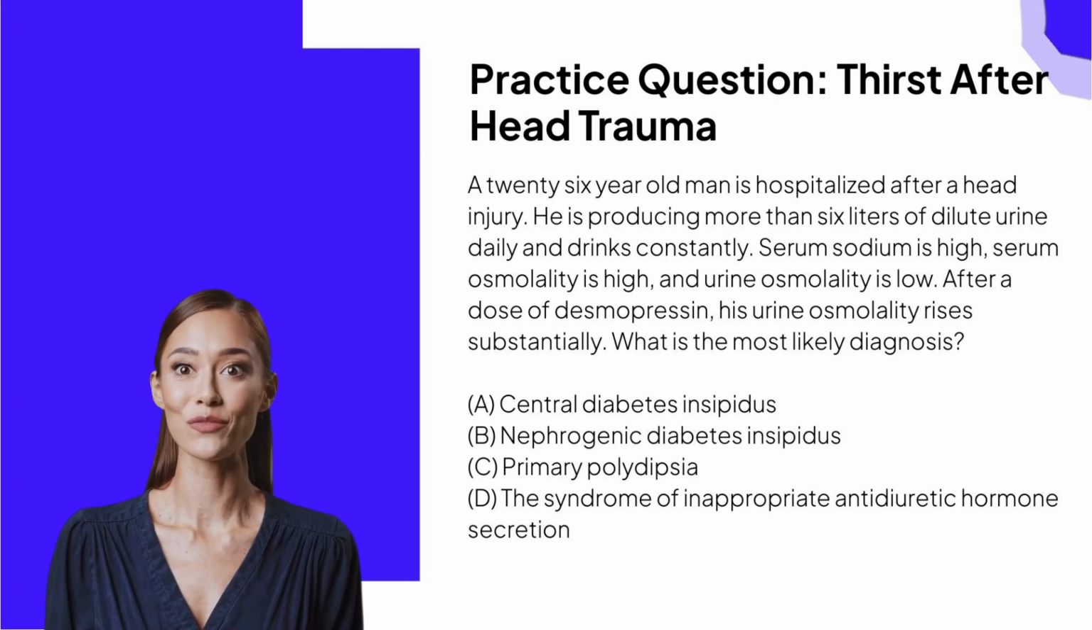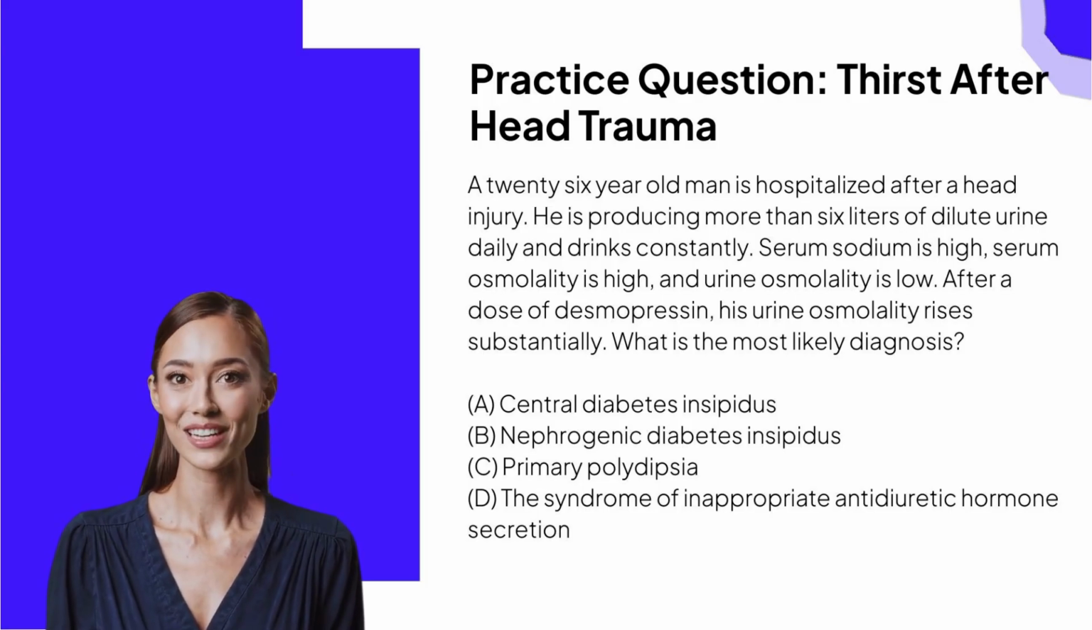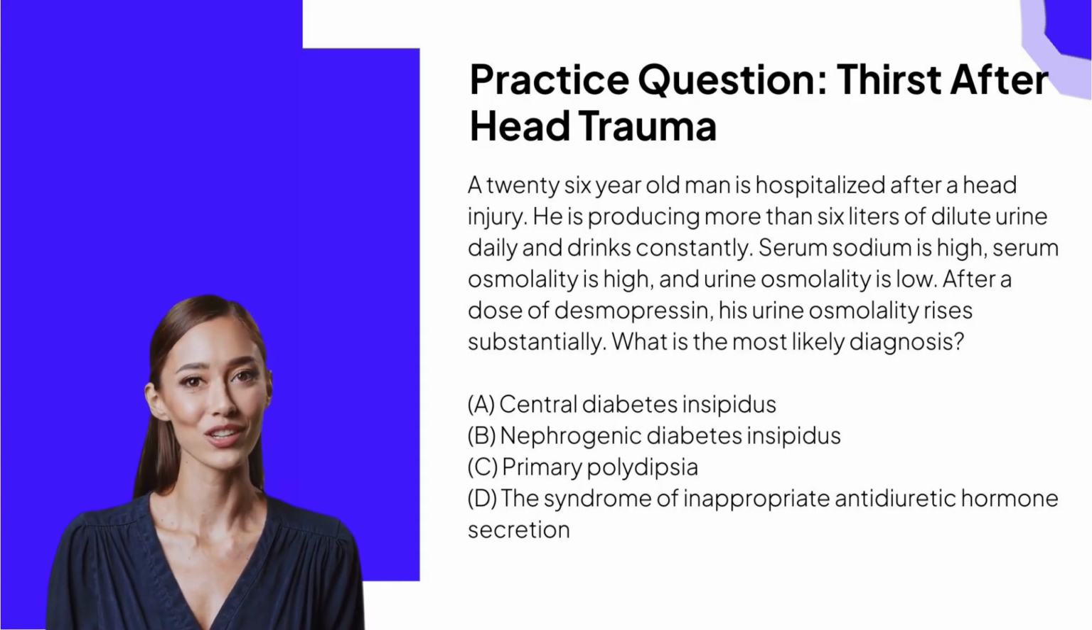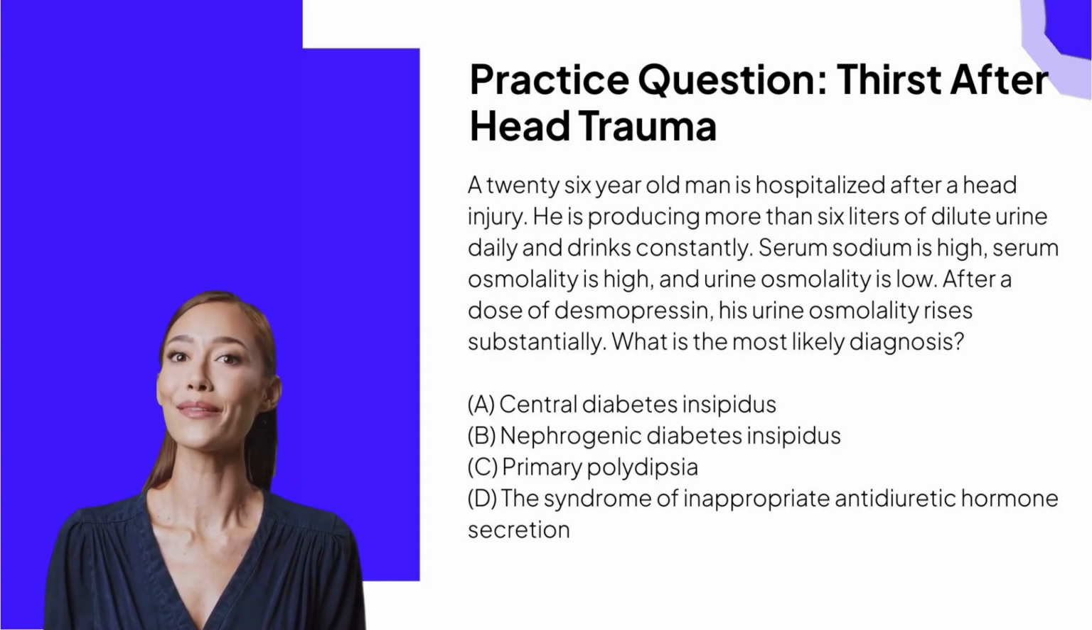A 26-year-old man is hospitalized after a head injury. He's producing more than 6 liters of dilute urine a day and drinking constantly. His serum sodium is high, serum osmolality high, and urine osmolality low. Then the writer gives the discriminating step. After desmopressin, his urine osmolality rises substantially. The question asks for the most likely diagnosis.